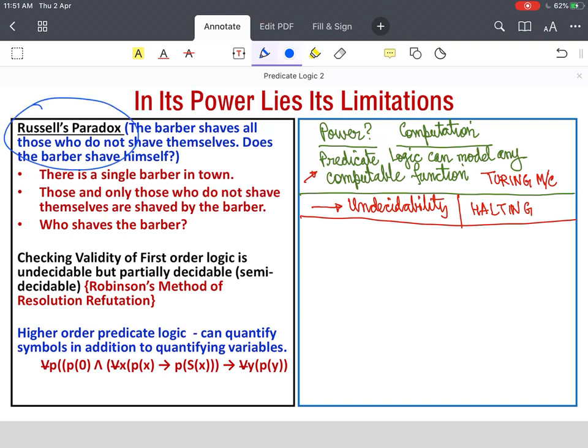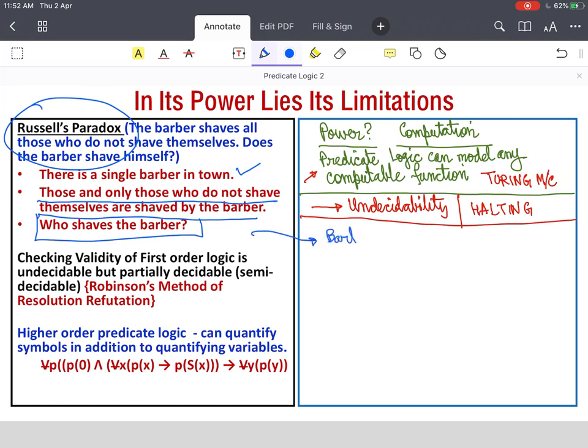One of them is the famous Russell's paradox. The Russell's paradox talks about three notions. It says that there is a barber in town. Those and only those who do not shave themselves are shaved by the barber. So there is one barber, and those who do not shave themselves, and only those who do not shave themselves, are shaved by the barber. The question that is asked is, who shaves the barber?